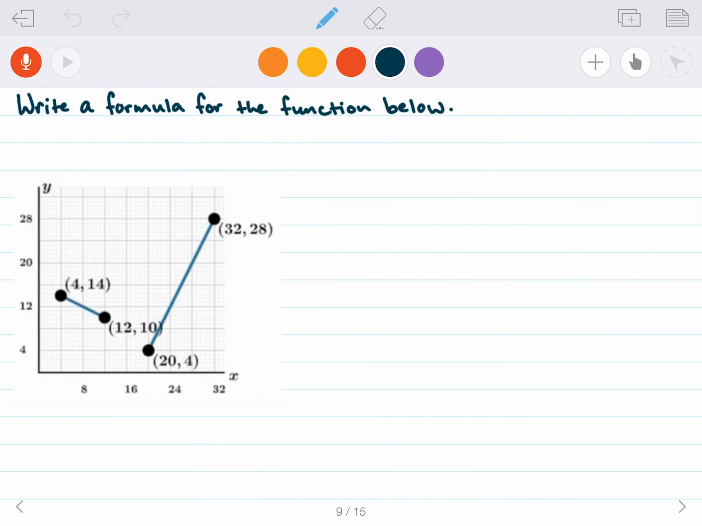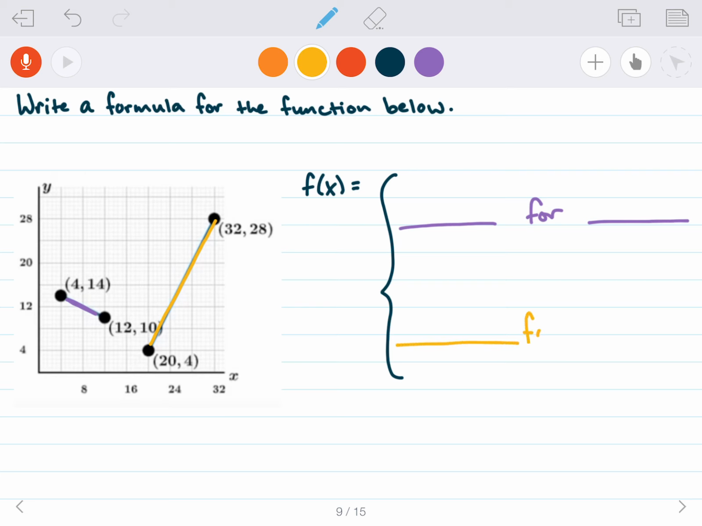Alright, let's try this one. So again, we're doing the same kind of story here. We have two line segments. We're going to first write the domains out, because I think that's the easiest thing to do. So we have this guy for some x values, and then we have this guy for some x values. So the first thing I like to take care of is the domain part, in the far right. And so I want to see where x varies with both of these.